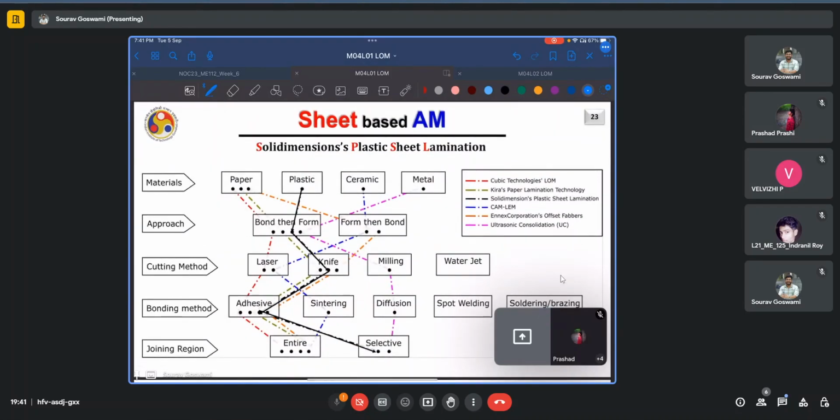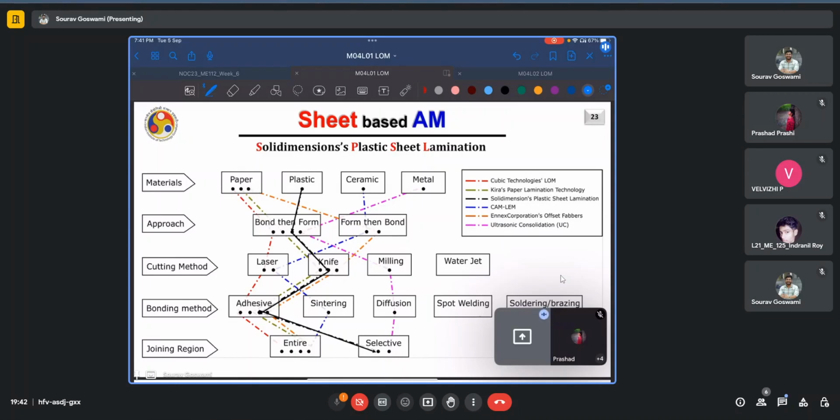The next process that we encountered this week is solid emulsions, plastic sheet lamination. So the previous two technologies, LOM and Kira's technology, actually used paper as the raw material. This one uses plastic sheets. However, similar to paper, because of the very high flexibility, the approach still remains bond and then form. A knife is sufficient for cutting in this case, and an adhesive combined with a masking agent, which we'll see later, is used as the bonding method.